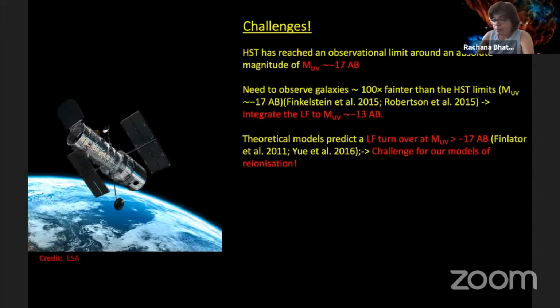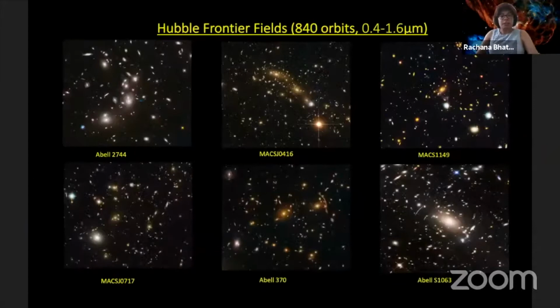So should this happen, firstly, it will present a challenge for our models of reionization. And secondly, this turnover, if it exists, lies beyond the reach of HST. As I said before, finding these distant galaxies will be routine with JWST, but until then, the only way we can address this problem is by combining HST with lensing of massive clusters. And so for this very reason, the Hubble Frontier Fields program was designed, in which Hubble observed these 6 massive clusters of galaxies as gravitational lenses, along with 6 adjacent parallel blank fields.